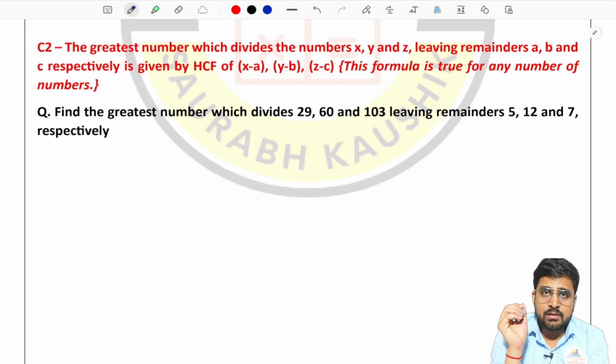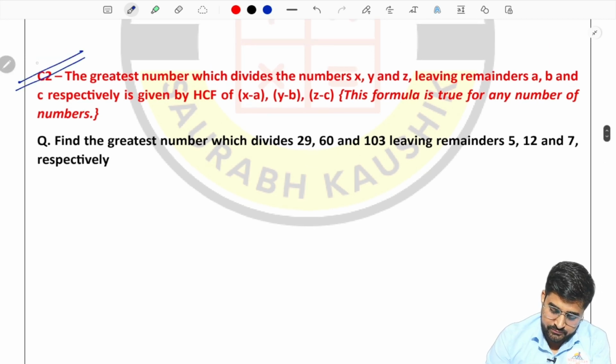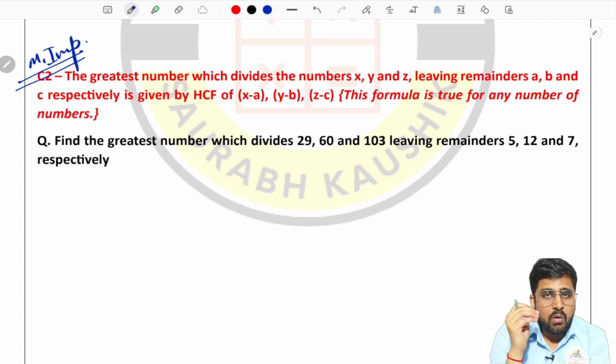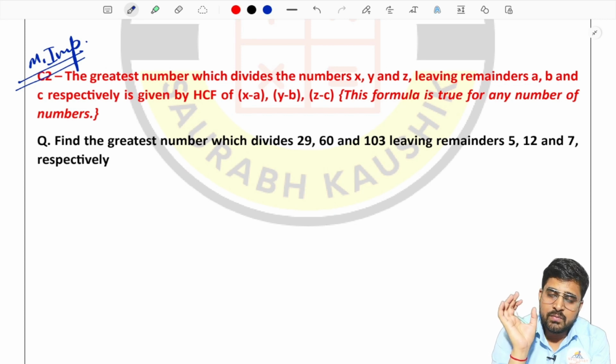This is UPSC's favorite type of question. This concept is most important. Most important. Why am I saying this? Almost every year, a question comes from this concept only, and this is a very easy one. Directly or indirectly, the question comes from here.